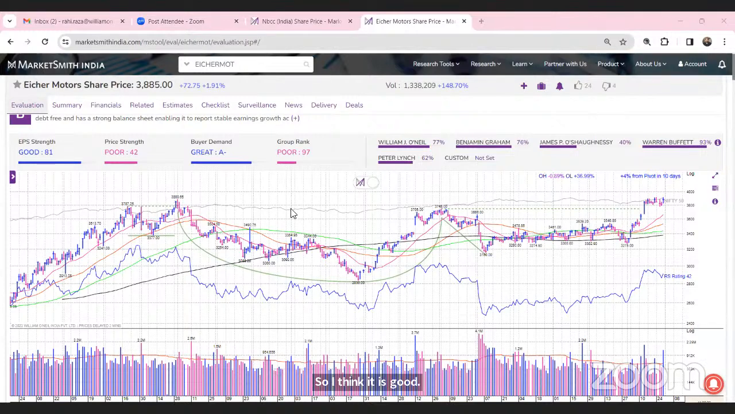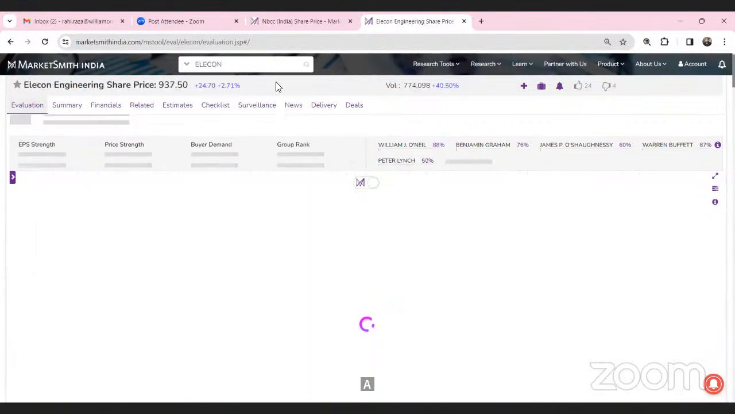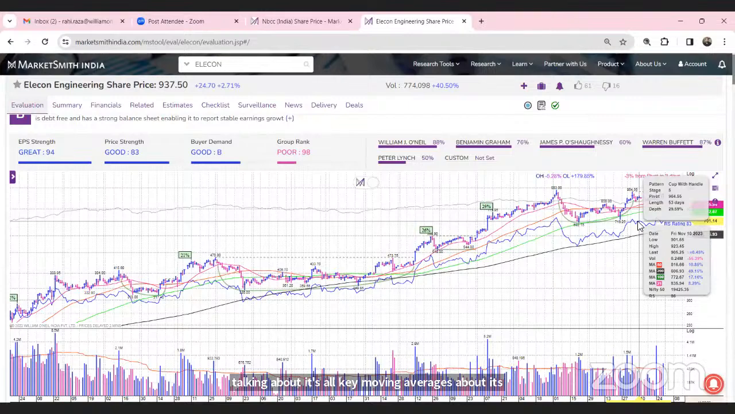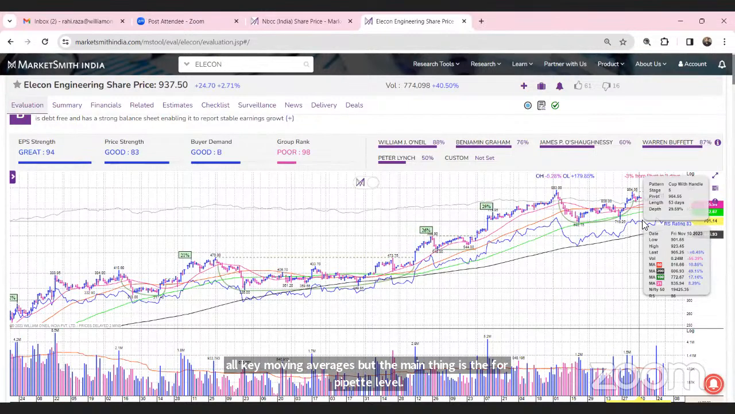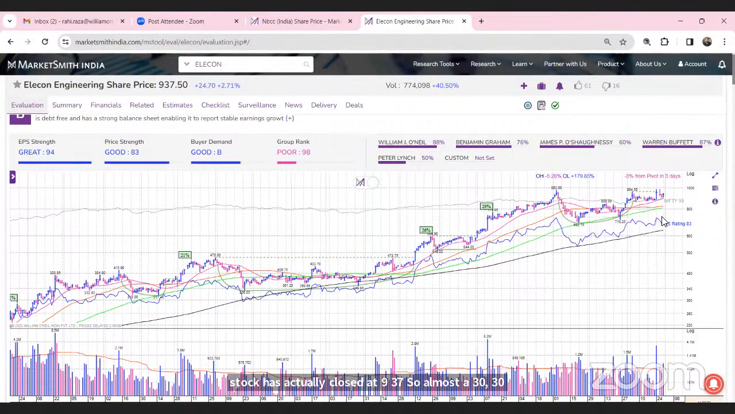Elecon. So this is the chart of Elecon Engineering. Elecon Engineering is actually trading above all its key moving averages. But the main thing is the pivot level. The pivot is placed around 964, and the stock has closed at 937. So almost 30 rupees has to go upside, and then the pivot breakout will take place.